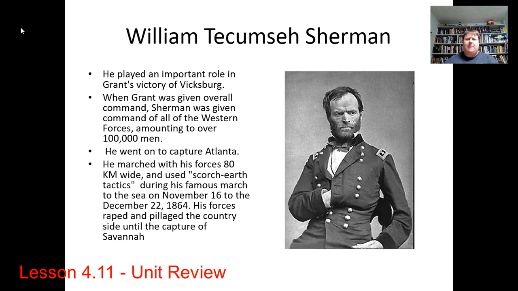His number two man is William Tecumseh Sherman, and he played important roles with Grant in Vicksburg, which again was the turning point in the West. When Grant was finally given overall command of the Union Army, Sherman was given his old position as commander in the West. And eventually, he is brought into Georgia to break the Confederacy's back by destroying Georgia. And he goes on to capture Atlanta during the Battle of Atlanta. And then he takes his forces and he marches across Georgia in what's known as Sherman's March to the Sea.